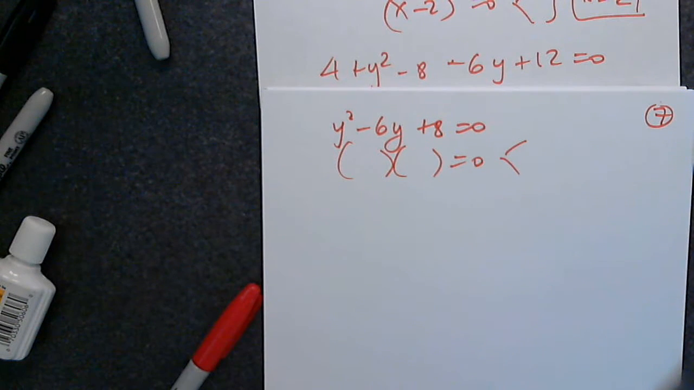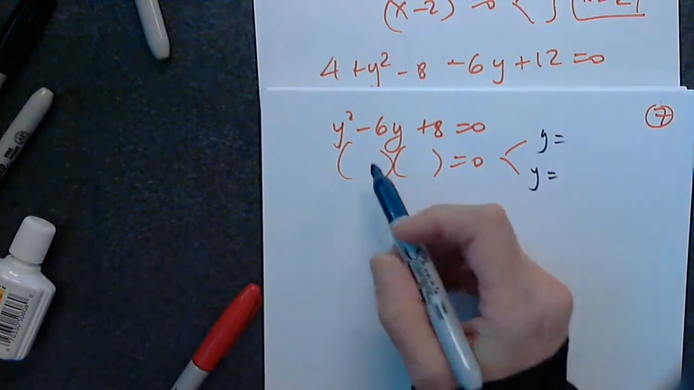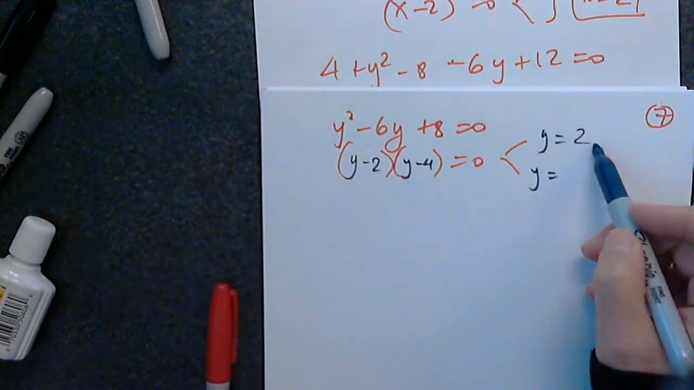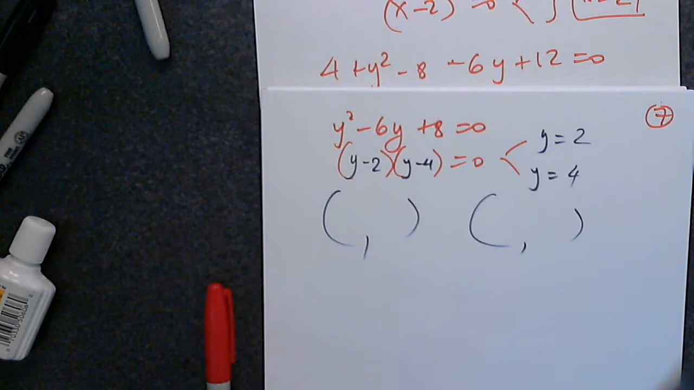What do I get? Yes, y equals and y equals. So it's y minus 2 and y minus 4, so 2 and 4. I have to present the solutions. In this case, 2 solutions. And what do I get?